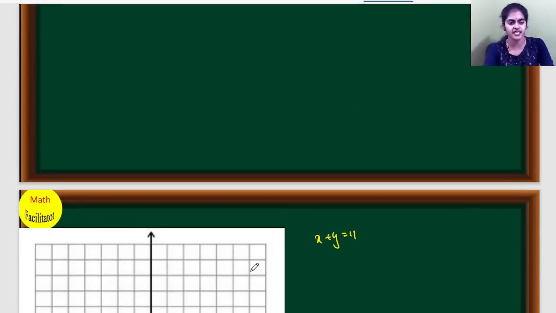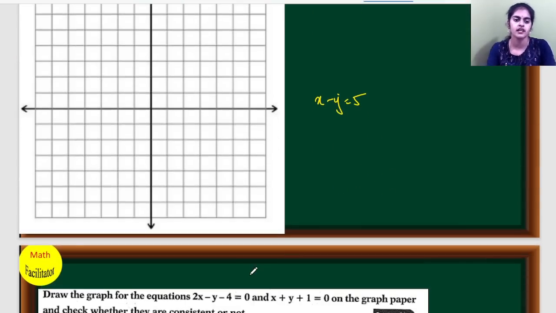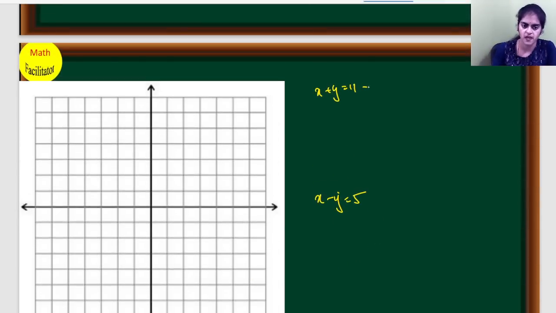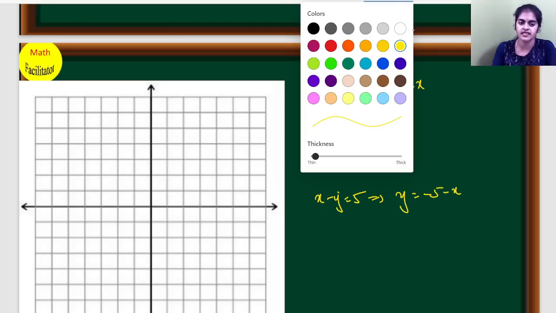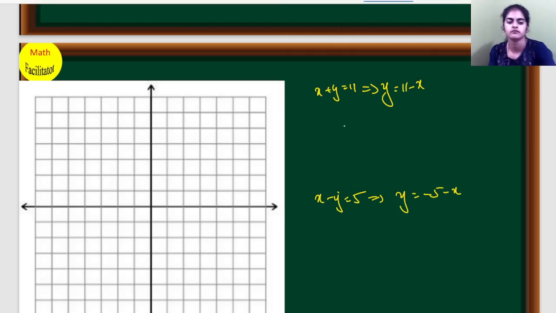x minus y is 5, x plus y is 11. Okay, so from here, can I write y equals 11 minus x, and from here I can write y equals minus 5 minus x. So now let's take the table of values.